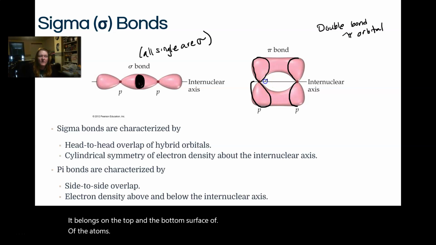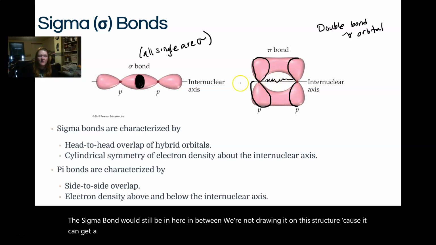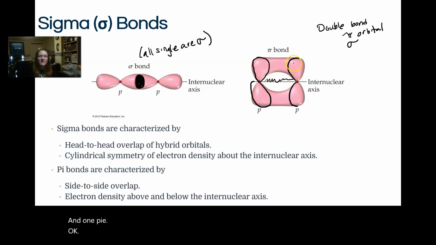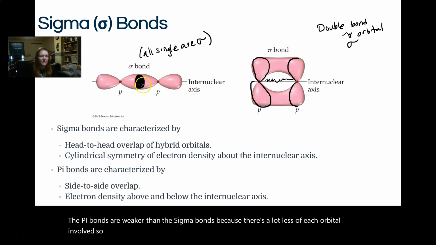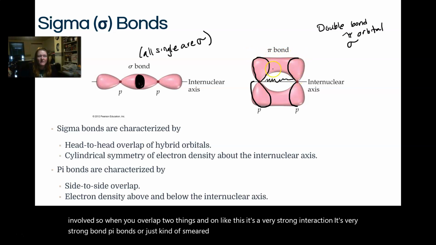The sigma bond would still be in here in between. We're not drawing it on this structure because it can get a little difficult to see, but it's there. So a double bond is one sigma and one pi. Okay. The pi bonds are weaker than the sigma bonds because there's a lot less of each orbital involved. So when you overlap two things end on like this, it's a very strong interaction. It's a very strong bond. Pi bonds are just kind of smeared sideways, right? So they're like much less closely associated with each other.